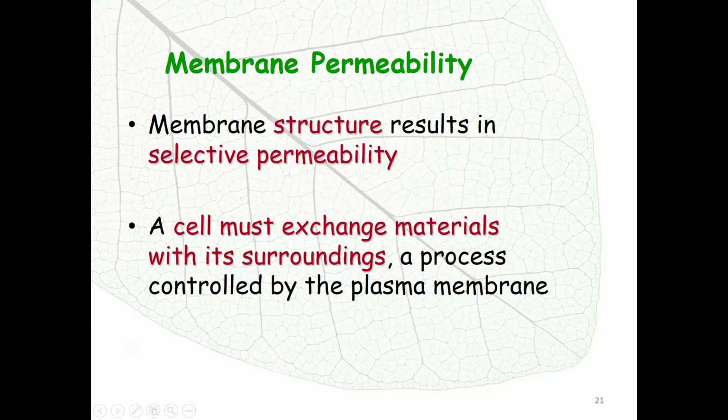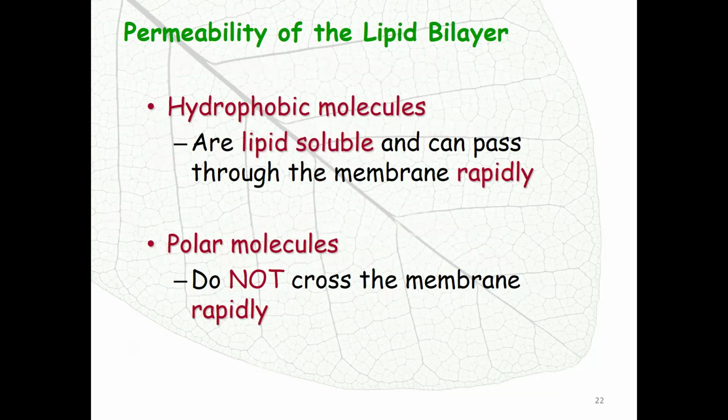Membrane permeability is very restricted. Membrane structure results in selective permeability. So membrane, although a fluid model, restricts and regulates the exchange of molecules from interior to exterior or exterior to the interior. So a cell must exchange materials with its surroundings, which is essential, and the process is controlled by the plasma membrane. Exchange is essential, but it is controlled by the plasma membrane.